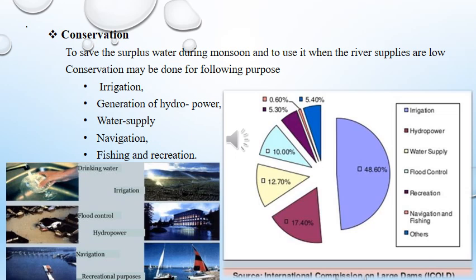Here it shows the percentage of dams constructed for conservation. The maximum percentage of dams are constructed for irrigation purposes, and after irrigation, for the generation of power.